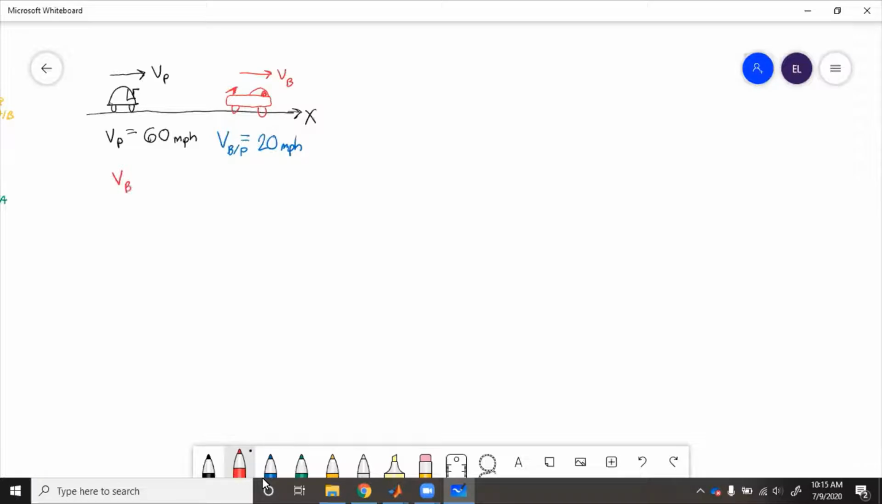We know velocity of B equals velocity of P plus velocity of B with respect to P. That equals 60 plus 20 equals 80. So we know Bob was going 80 miles per hour, and the policeman could tell because he could clock that relative speed relative to himself.